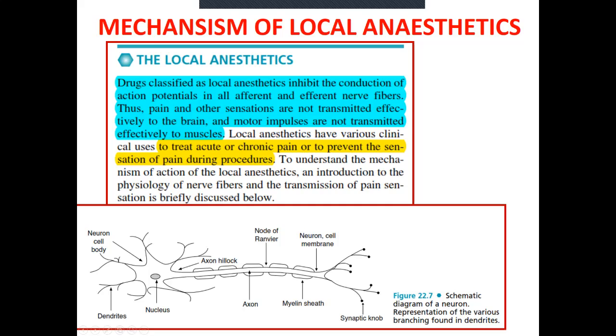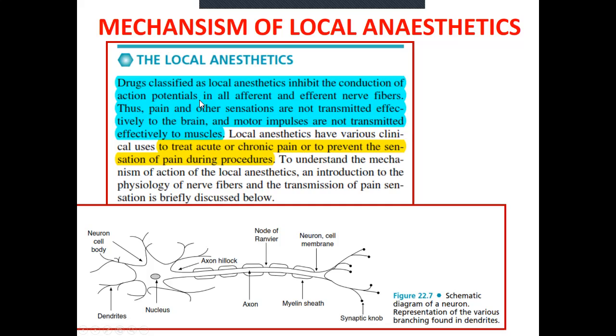So the nerve impulse starts from this point and gets transmitted to the next cell through this one. First, the local anesthetic is used to treat acute or chronic pain, or to prevent the sensation of pain during procedures, generally surgical procedures or any other operations. So the first step is the conduction of action potentials in all afferent and efferent nerve fibers.